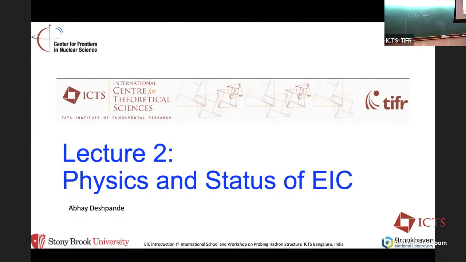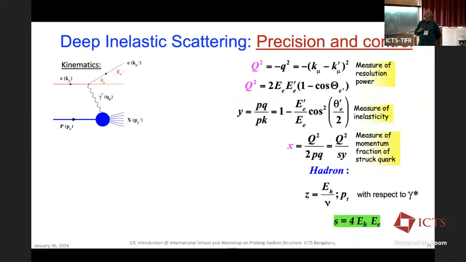So now we will jump and tell you more about the EIC itself. What I've told you is a limited Q squared range, limited luminosity, limited polarization variables, limited nuclei, or no nuclei so far. So now we'll start looking at the physics of that.